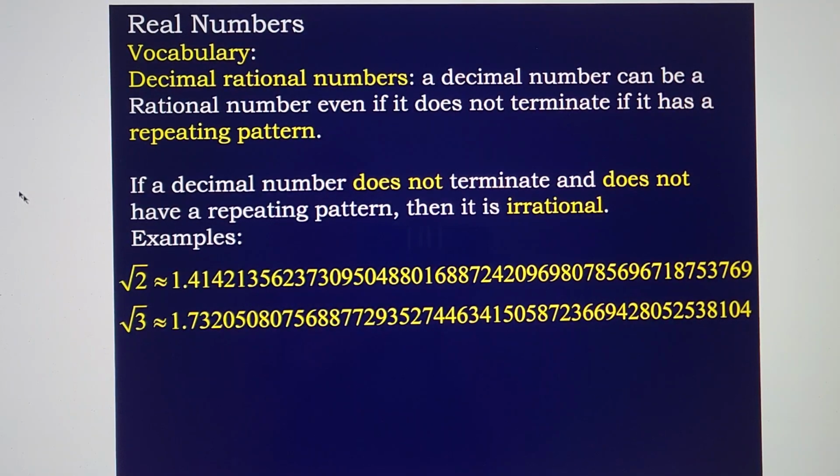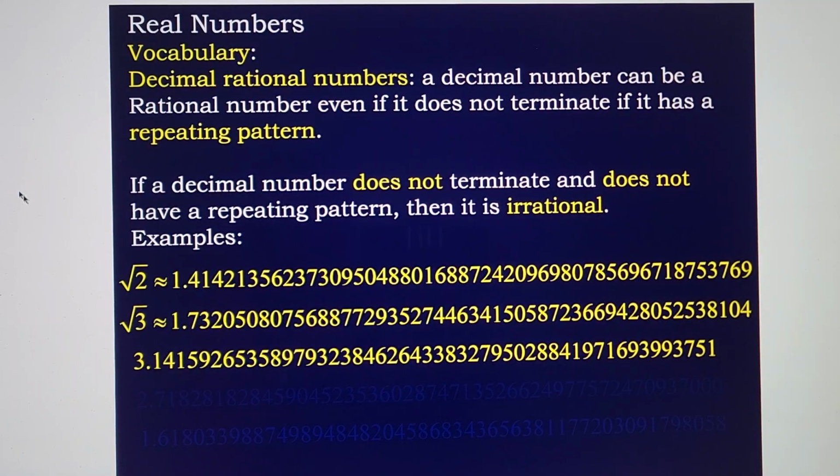It would be the same with the square root of 3, 1.7320508. As you can see, that number goes on forever. Of course, we don't have the space here to show you. And if you look at it carefully, there is no repeating pattern. Therefore, square root of 3 is an irrational number.